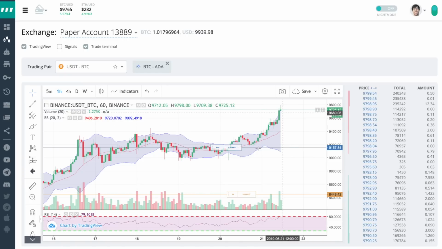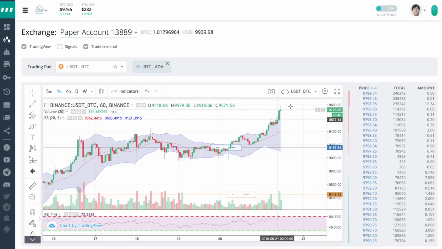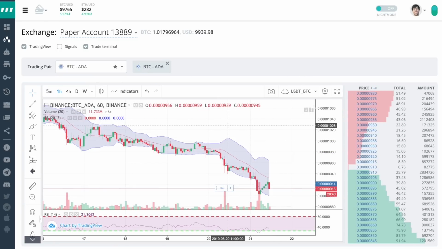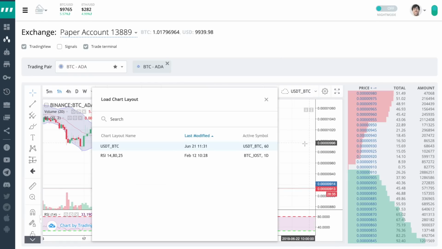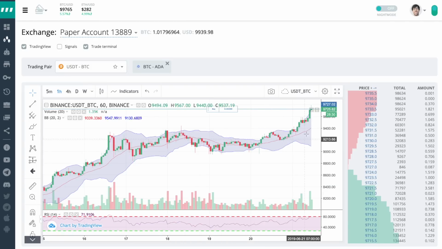One quick note, if you like this setup and you want to keep using Bollinger Bands and RSI with these settings and everything like that, if you click on Save here, you'll be prompted to make a new chart layout. Actually, we'll name that USDT BTC. And now it's here. So I can go to another chart like Cardano against Bitcoin. And if I want to load a chart layout, then I want to do this. It's going to take me back to Bitcoin and it's going to put me back on the hourly. Everything is going to be the same.